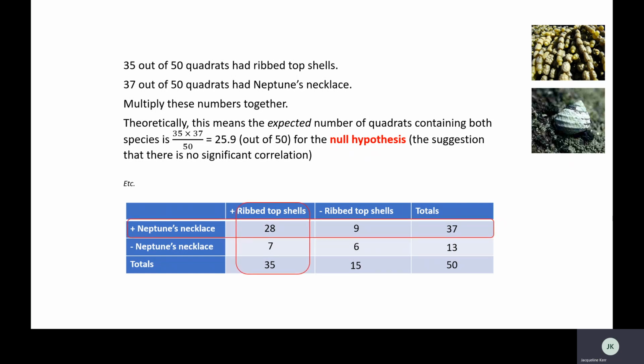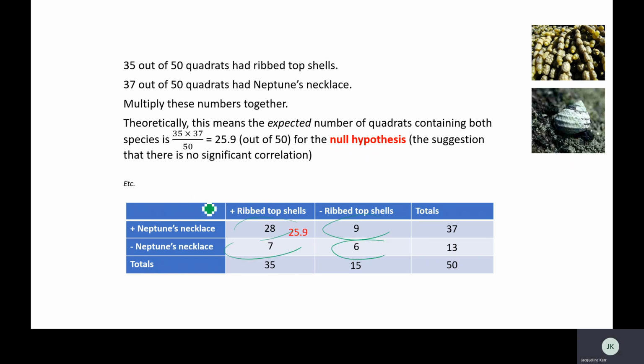So if I just highlight those, for example, here, if I thought theoretically, what sort of neutral result would we get where it's just randomly due to chance. 35 with snails, 37 with seaweed. In theory, if I multiply them together and then divide them by the 50 quadrats that I use, because there are 50 in total, then in theory I should get only 25.9 quadrats where they're both present. So I need to do that for all these 4 squares here.